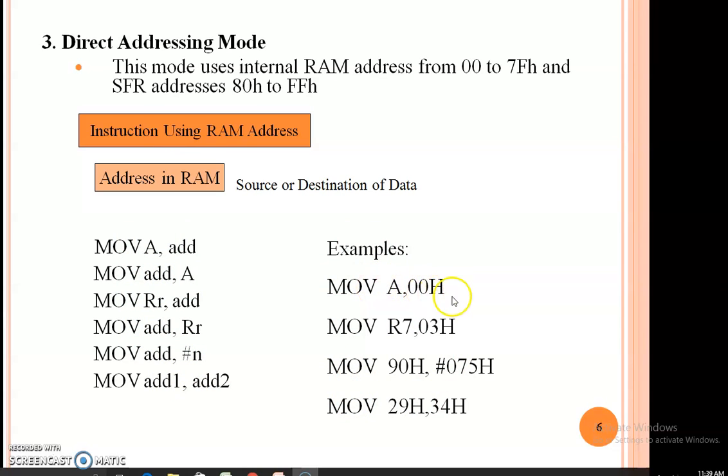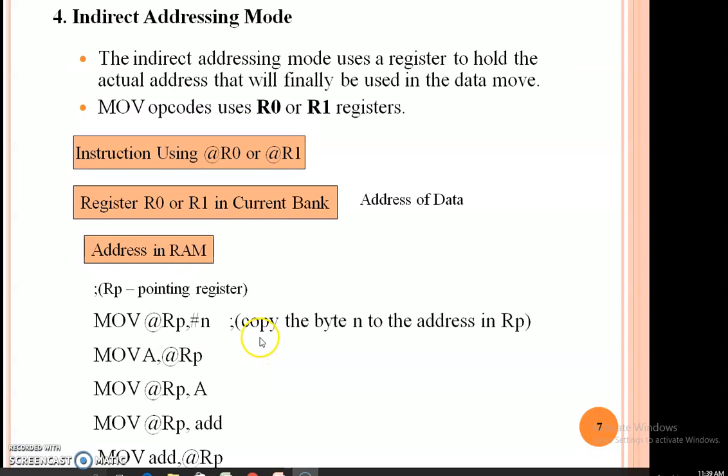So here 00H, that is a memory location, has some data. That data is moving into the accumulator. Now just see this third example, 75H, nothing but direct data. Wherever a number has the # symbol, that is direct data. Wherever the number does not have the # symbol, that is a memory location. So the 75H hexadecimal number is moving into a memory location whose address is 90H.